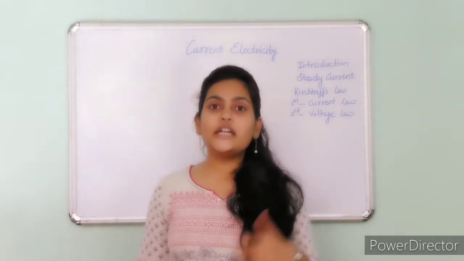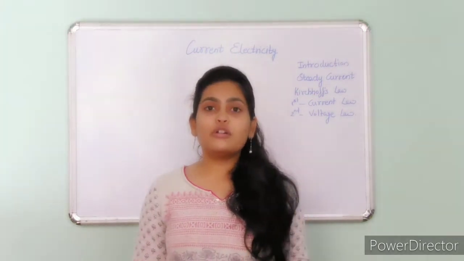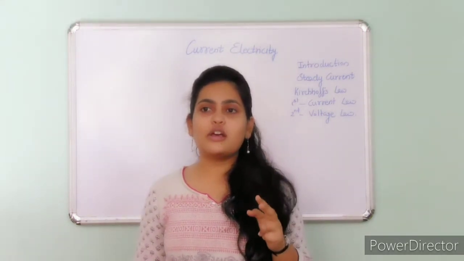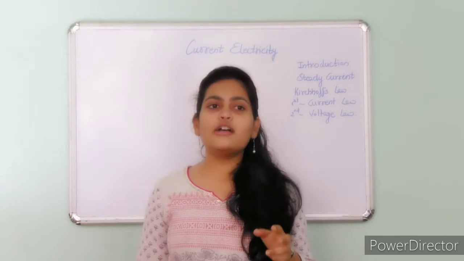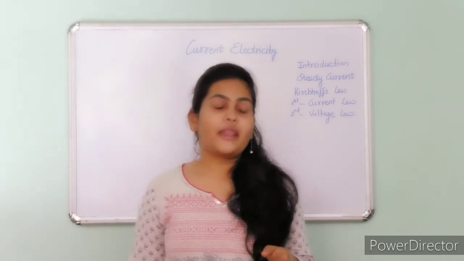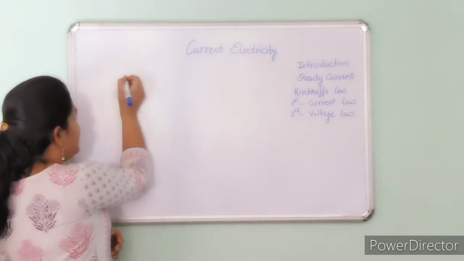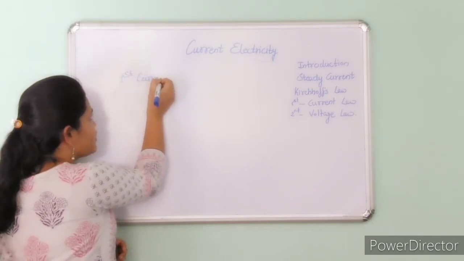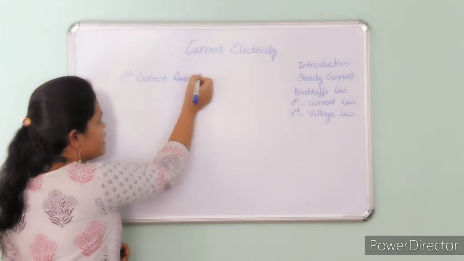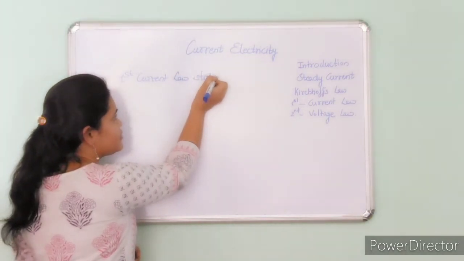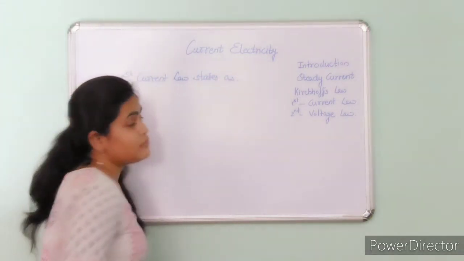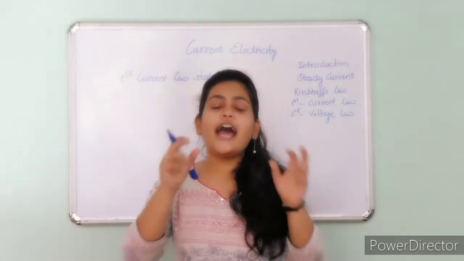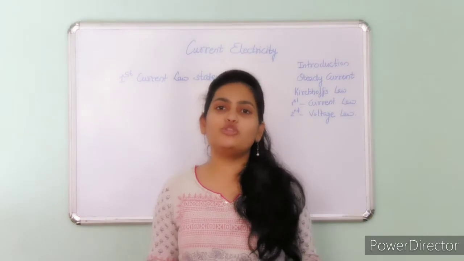Now what is Kirchhoff's law? Gustav Robert Kirchhoff in 1842 stated two laws. Its first law, the current law, states that the algebraic sum of all the currents at a junction is always equal to 0.